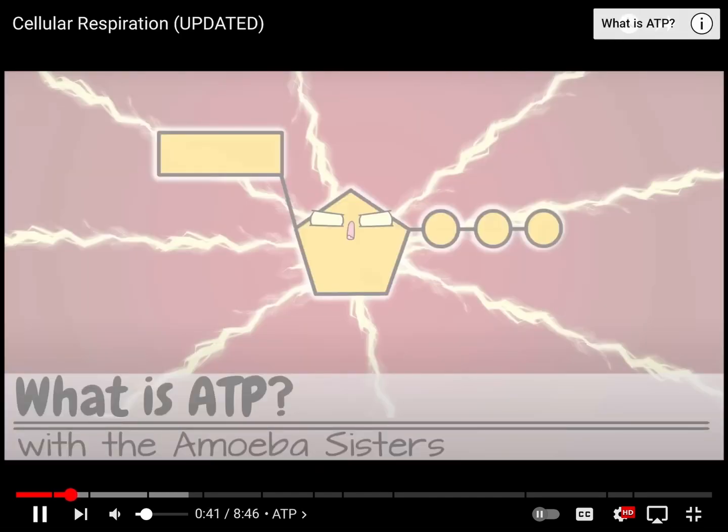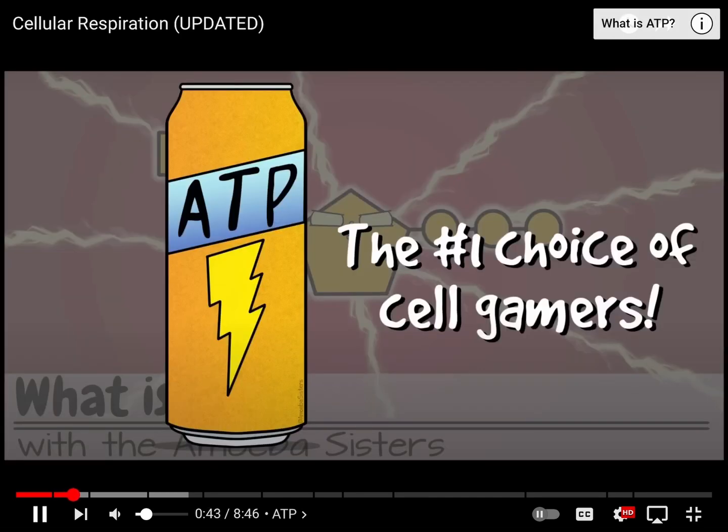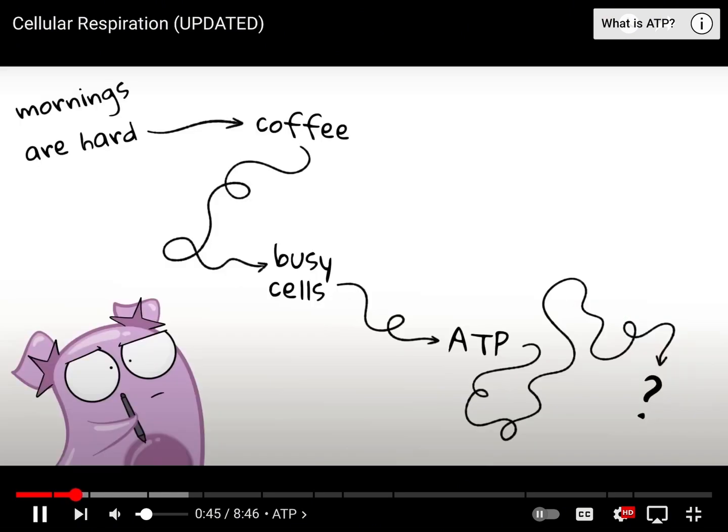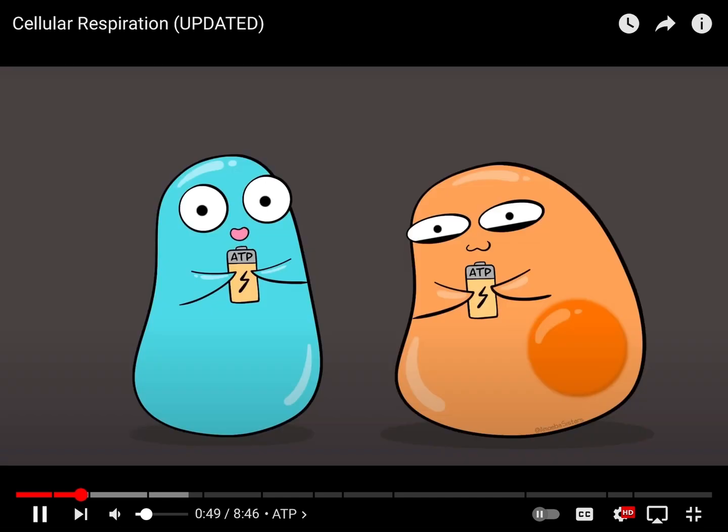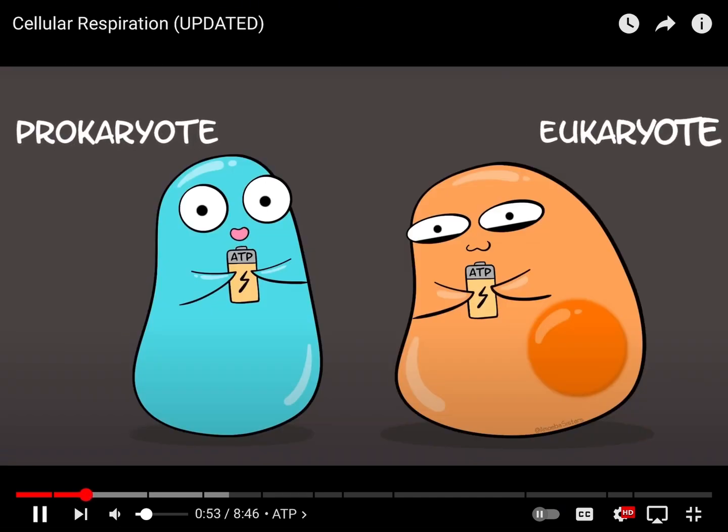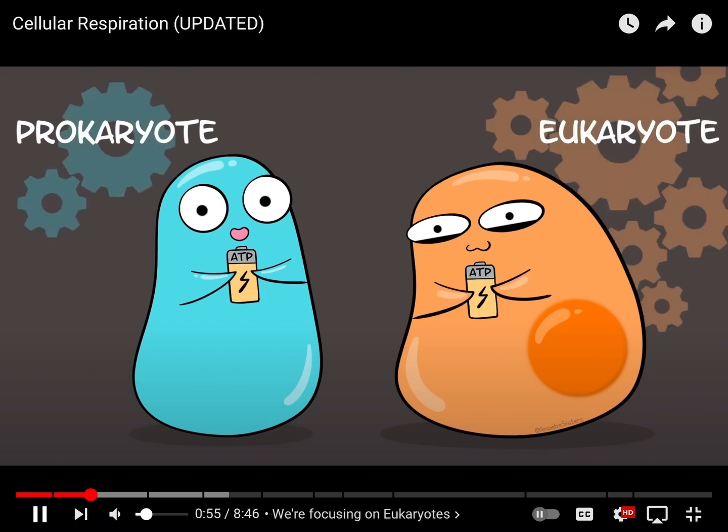We have a video all about ATP and how it works as an energy currency. So where am I going with this? Well, cells have to make this ATP. It doesn't really matter what kind of cell you are. Prokaryote or eukaryote, you have to make ATP. The process for making that ATP can be different, however, depending on that type of cell.